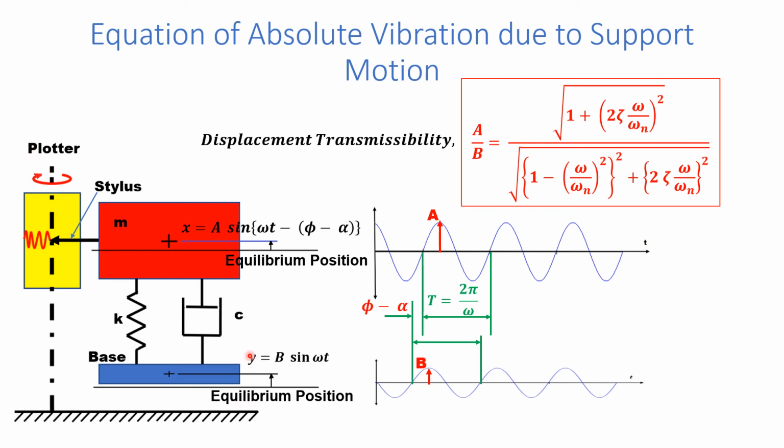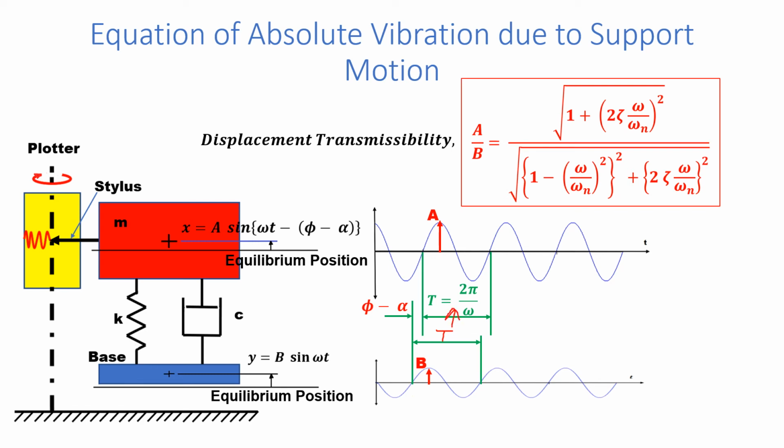Now again, this is the diagram of the system. Mass with support movement. Support movement is y equals b sine omega t. Say this is the plot of y with respect to time t. So it is vibrating with an amplitude b, and omega is the frequency. So this time period is equal to this T. So the time period for both base and mass will be the same. It will be 2 pi by omega.